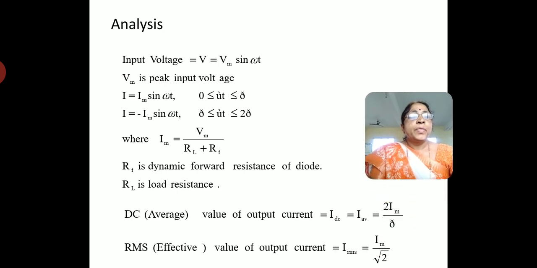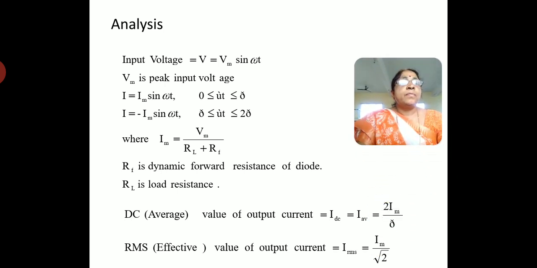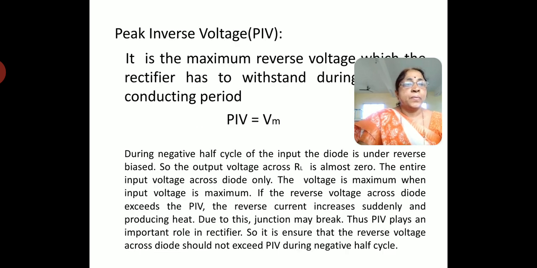The DC value of output current, IDC, also known as the average value of output current, is equal to 2 Im by pi, and the RMS value of output current, IRMS, is equal to Im by root 2. We use these two, IDC and IRMS, to find the ripple factor and the voltage regulation.